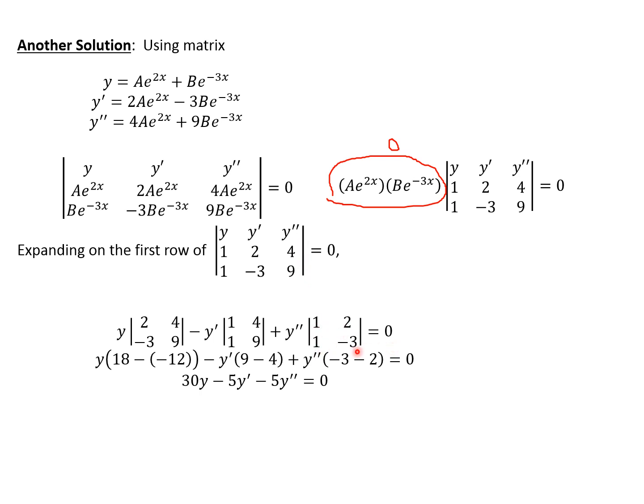And the next step is to evaluate the determinants. So this is just 18 plus 12 gives you 30. That is 9 minus 4 gives you 5, and then times negative 1 gives you negative 5, and this is negative 3 minus 2, which gives you negative 5 y. Dividing by 5 gives you this equation. So you see, this is our final differential equation. This is already the differential equation we have in the last solution.